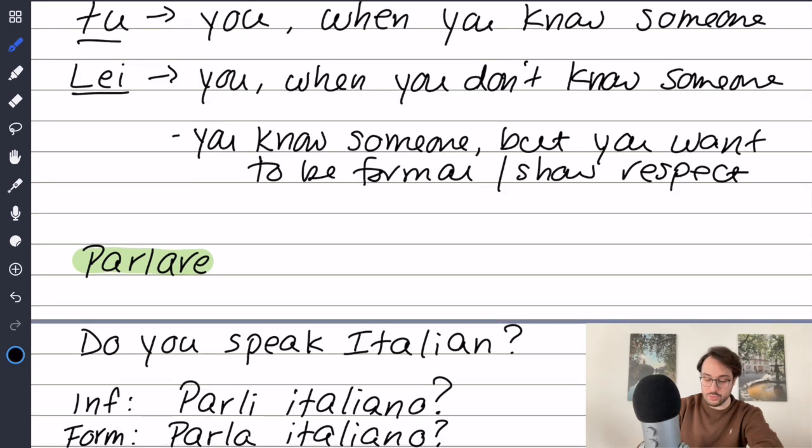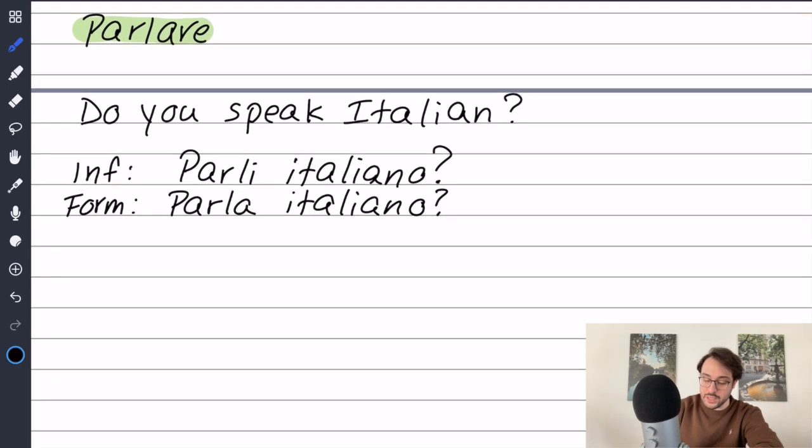What I do, not only can you refer to someone as tu or lei, right? Use a pronoun to call them lei, but simply you take the verb and put it in that third person form. You could also think of it as like, if you refer to someone in the third person, there's like a little bit of distance there. Think about that. So, parla italiano.